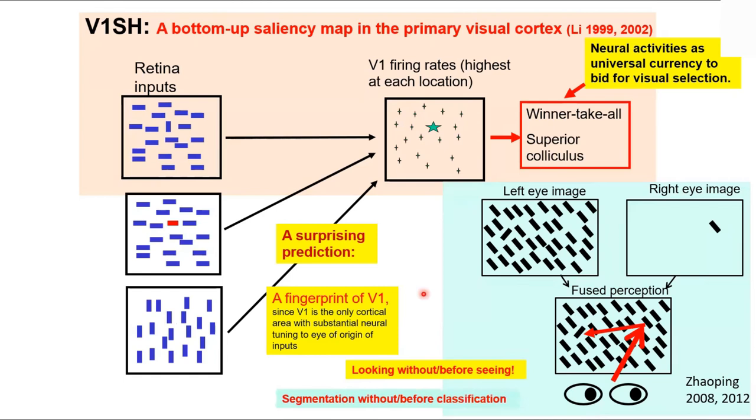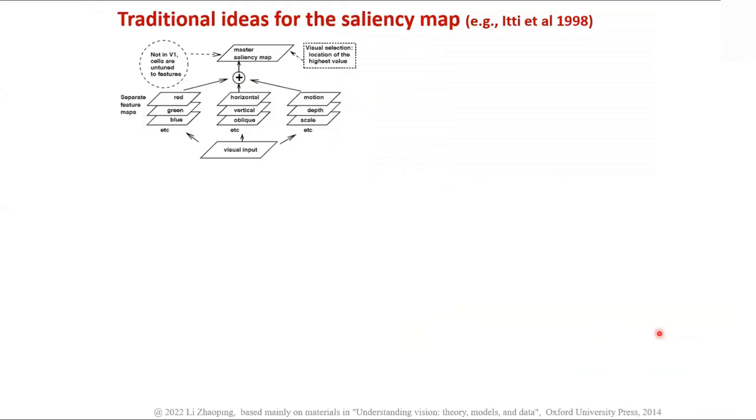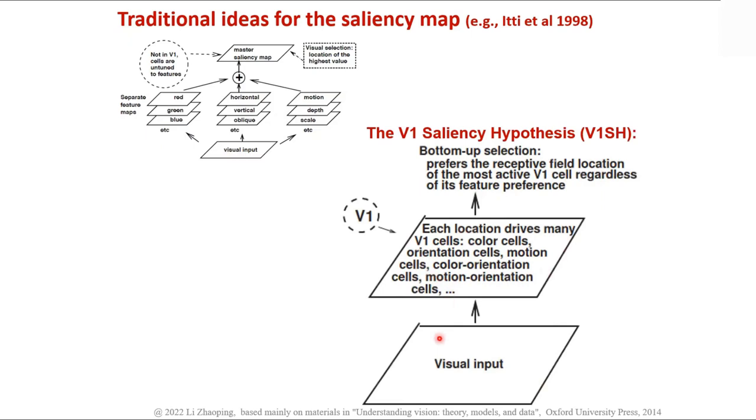And maybe for computer vision, you would say you need to do segmentation without classification. Now, maybe you're all familiar with Itti and Koch's saliency map, where the visual input comes in and then is divided into multiple feature maps, and so on and so forth. But here you don't divide it, you just lump everything into V1. Some V1 neurons say, oh, this way, that way. So this is more parsimonious and economical in terms of being fast.